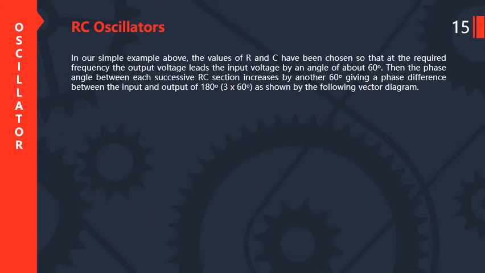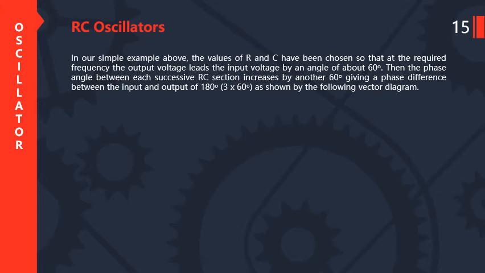In our simple example above, the value of R and C has been chosen so that at the required frequency, the output voltage leads the input voltage by the angle of about 60 degree. Then the phase angle between each successive RC section increases by another 60 degree.